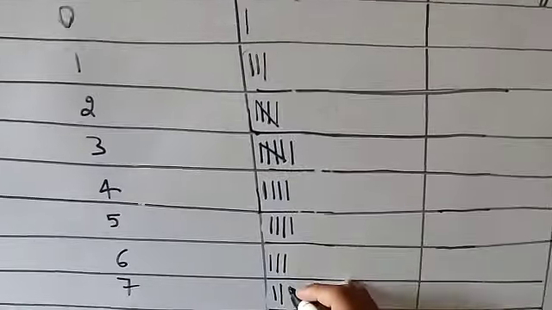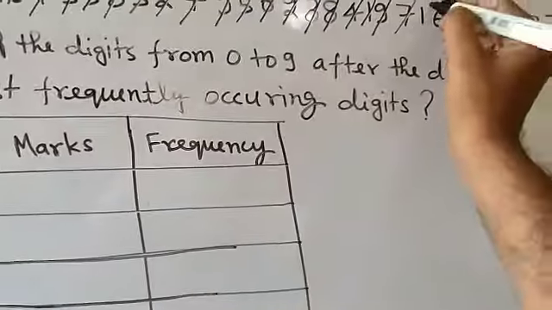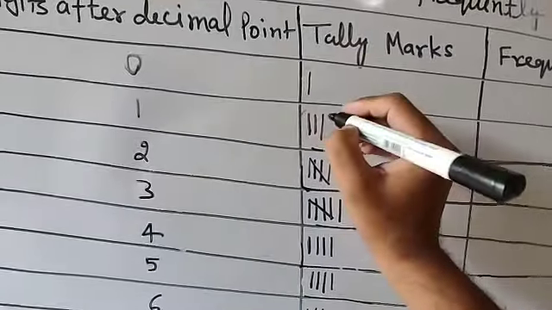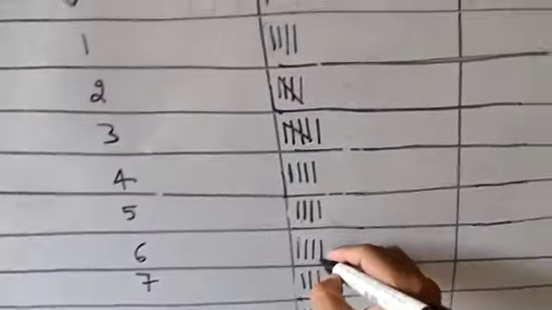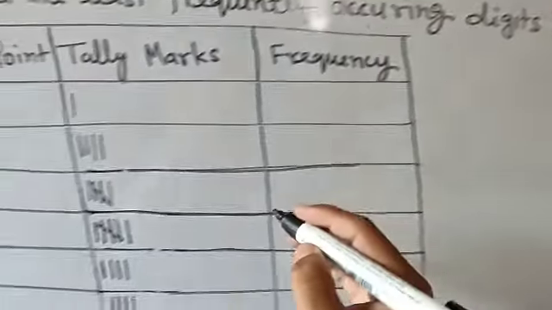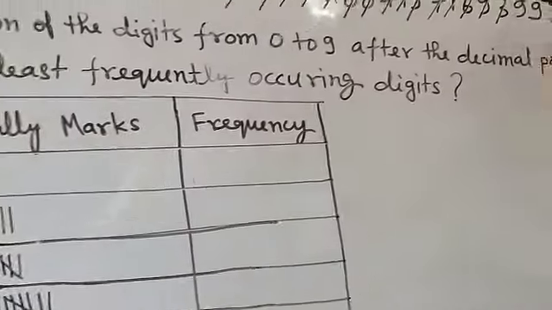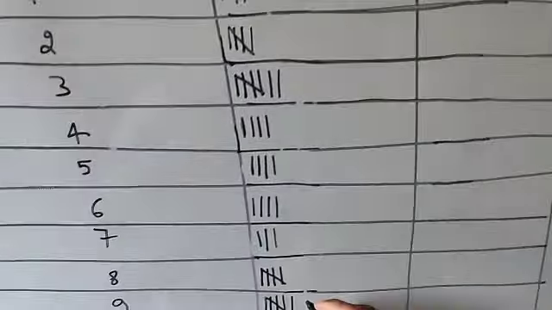7, here it is 7. Then 1, here it is 1. Then 6, here it is 6. Then 9, and here it is 9. Then 3, and here it is 3. Then 9, 9. 2 times 9, so 1, 2.